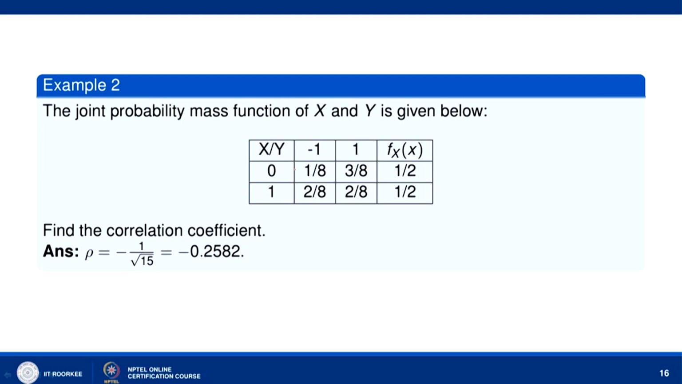Now, let us take an example. The joint probability mass function of X and Y is given in this table. These are the values of X and these are the values of Y. I am denoting the joint probability mass function of X and Y by f_XY. This is the joint probability mass function of X and Y.